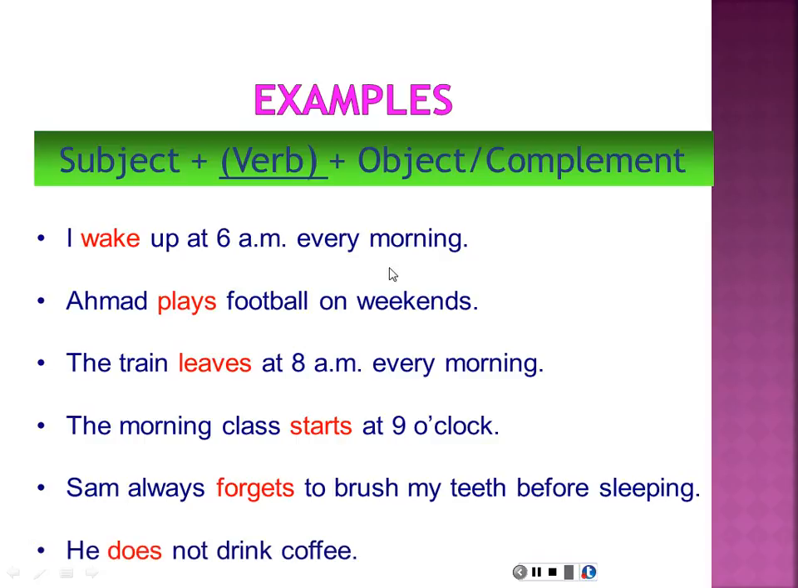Before we move to talk about something else, we still have an example that I forgot. He does not drink coffee. This is something that a person does not do. So this is something that he does not do. شيء لا يفعله غالبا. So he usually does not drink coffee. هو غالبا لا يشرب القهوة. He does not drink coffee. هو لا يشرب القهوة. Okay.